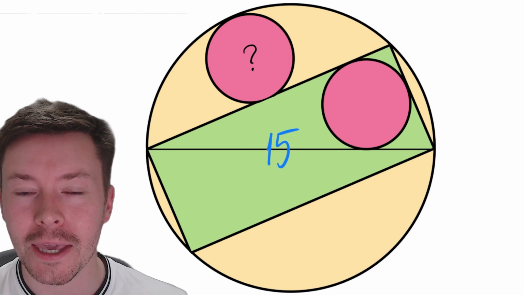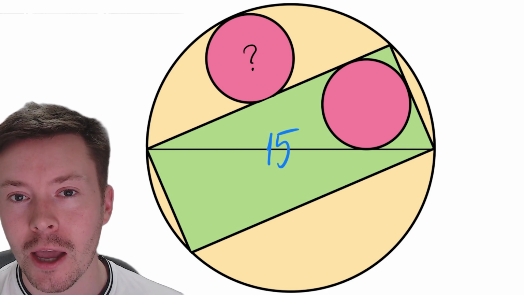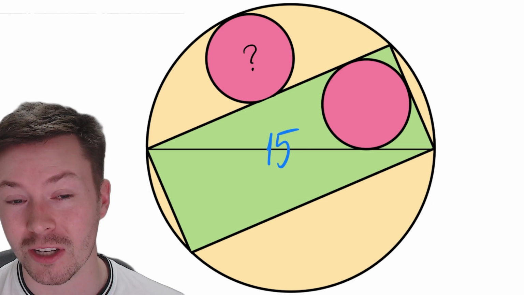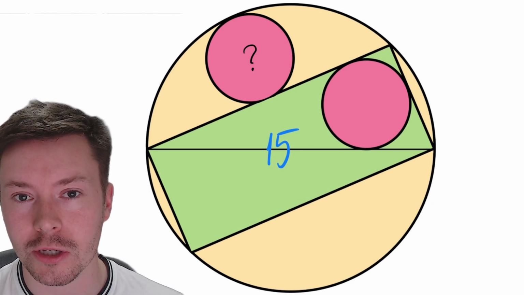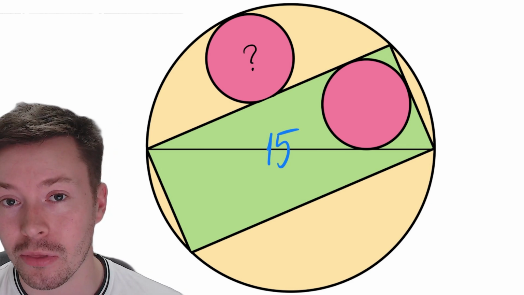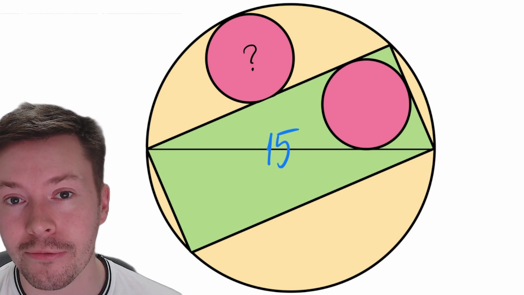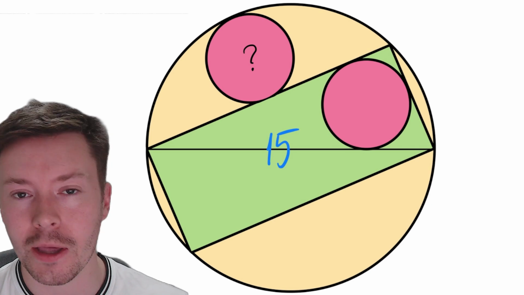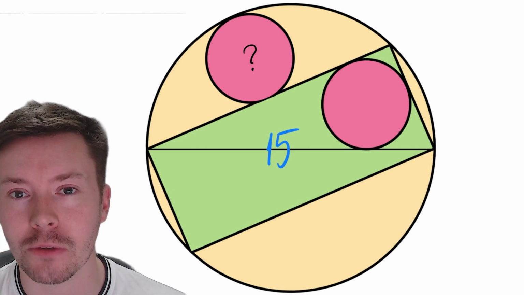This week's problem is trying to find the radius of the red circle in this diagram. On the diagram we've got a rectangle which has a red circle contained inside of it, in between the outside of this green rectangle and the larger yellow circle. The other thing we need to note is the green rectangle has an area of 15, and that will be useful later on. So bear that in mind, because I will come back to that later on. We will need that bit of information.